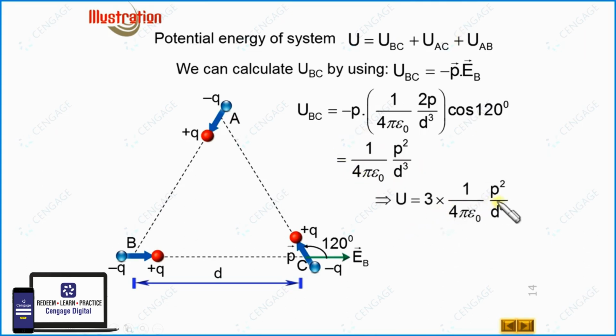So this is the total potential energy. We can further simplify. This is equal to 3/4π∈0 p square divided by d cube, and p is equal to q multiplied by a. So p square equals q square a square. So this is the potential energy of the system.